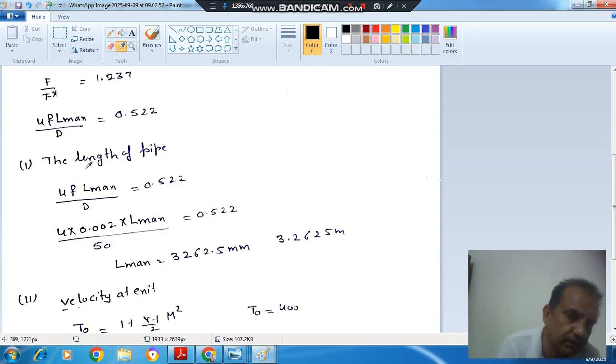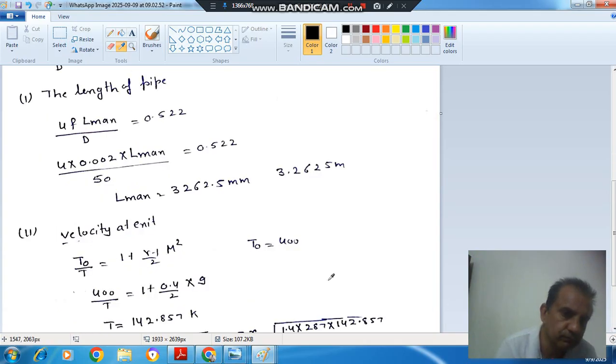So the first question is the length of pipe. We have 4 f L max by D equal to 0.522. Now f is given, diameter is given, so we can find L max. So that is 3262.5 mm or 3.2625 meter.